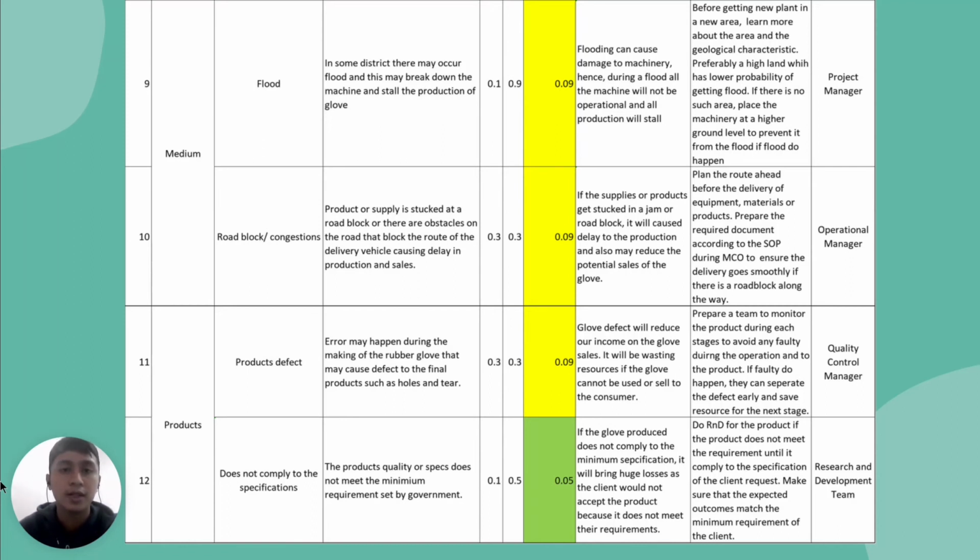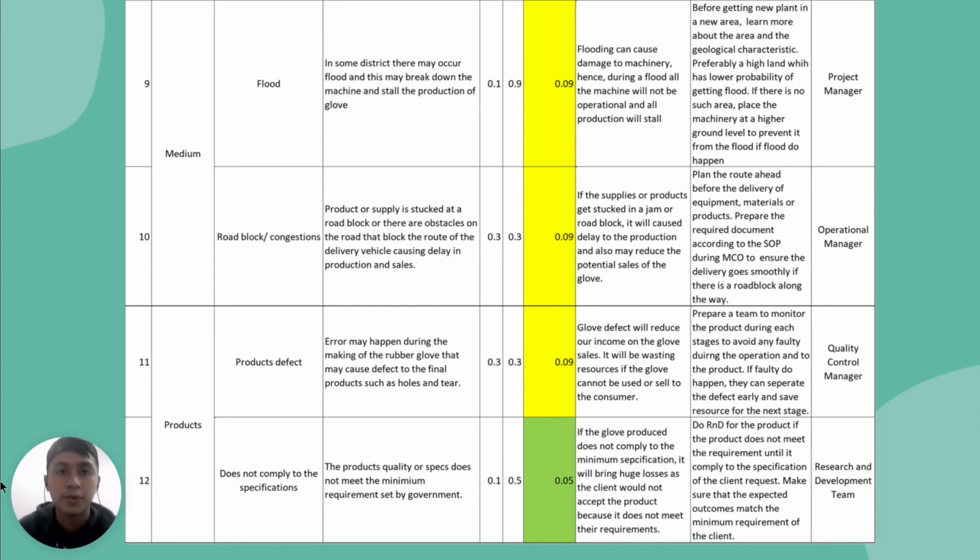Then, in terms of product, firstly, product defect. The rating is 0.09, which is medium. Glove defects will reduce our company's income. If the product is broken and cannot be used, it will be wasting the resources. So, the quality control manager needs to prepare a team to monitor the product during each stage to avoid any fault in our product during operation.